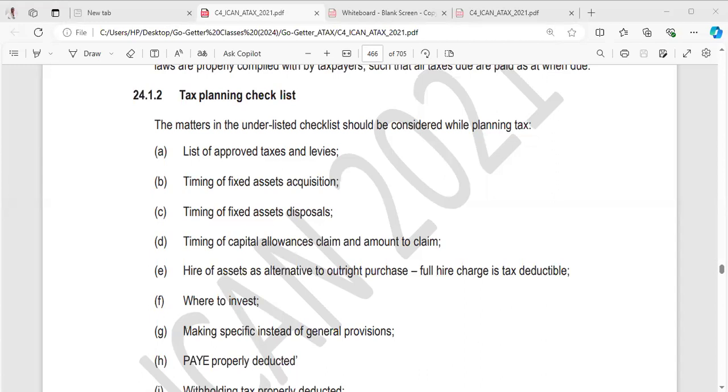Then you also think about where to invest. Where to invest is very, very important in tax planning. For example, we have the pioneer sector. You could invest in a pioneer sector and you get to have pioneer status where you will not pay tax for at least 3 years. Isn't it good? Is it not a tax planning technique to invest in a preferred sector of the economy where the government is going to give you pioneer status?